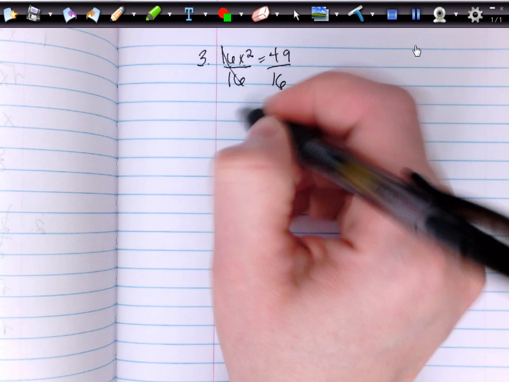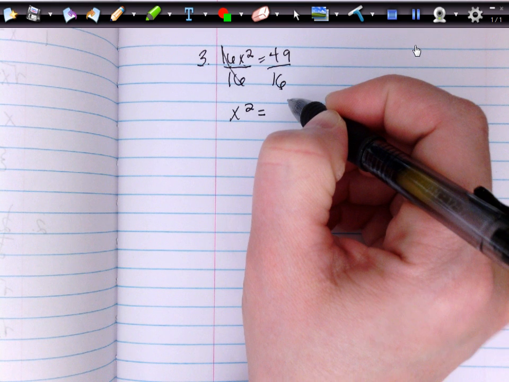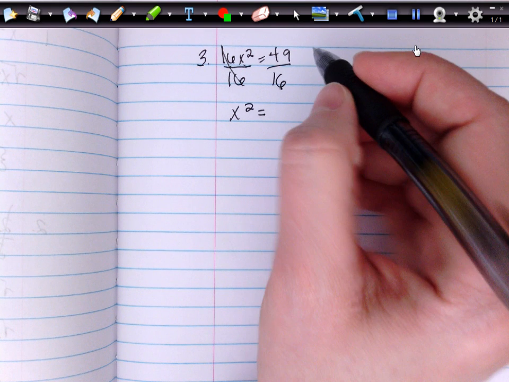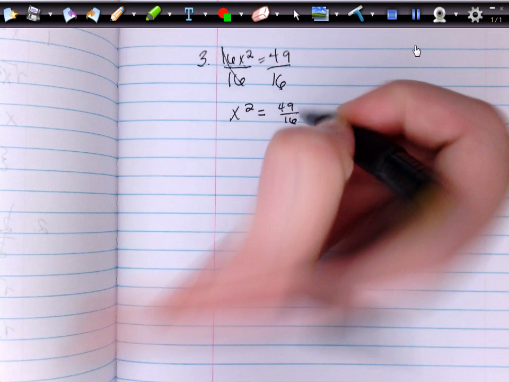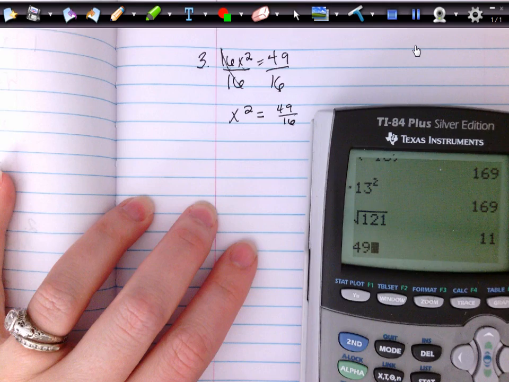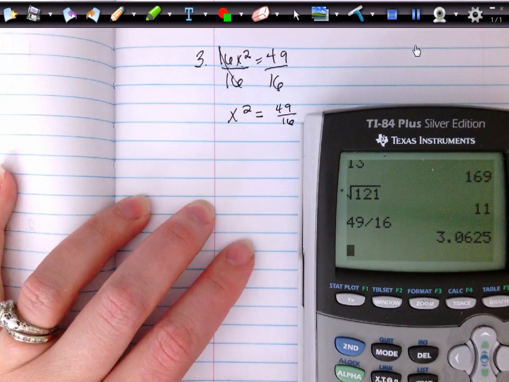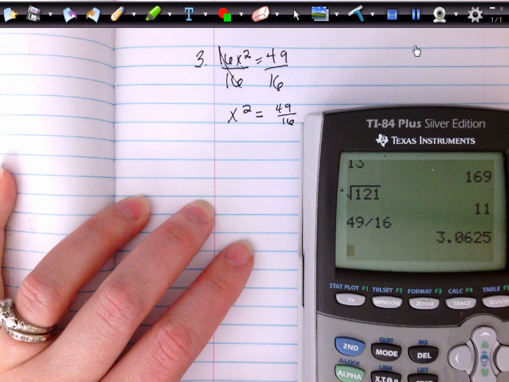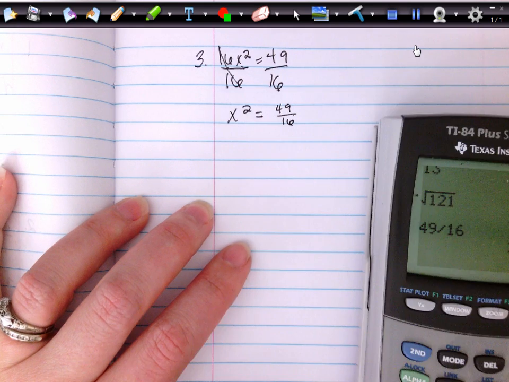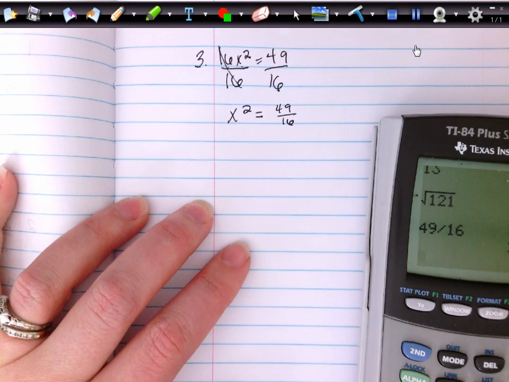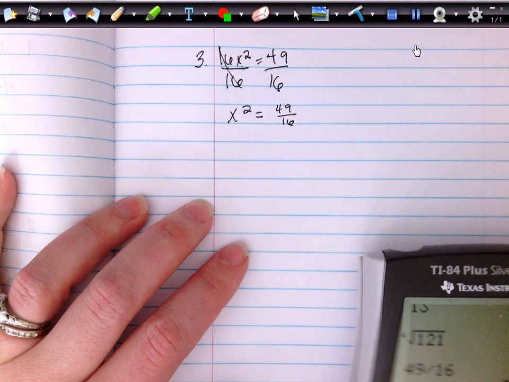This is going to cancel and leave us with x squared equals 49 divided by 16. We're going to leave it as a fraction, because if I type it in, 49 divided by 16, it's going to come out to be an ugly decimal. So we're going to leave it as a fraction, 49 divided by 16. And when you get really good at this, you might be able to recognize that both the 49 and the 16 are actually perfect squares, so that really bodes well for us with trying to take the square root of that fraction.